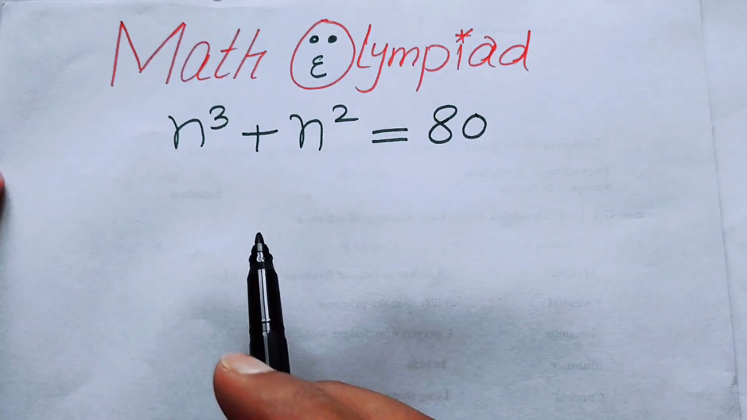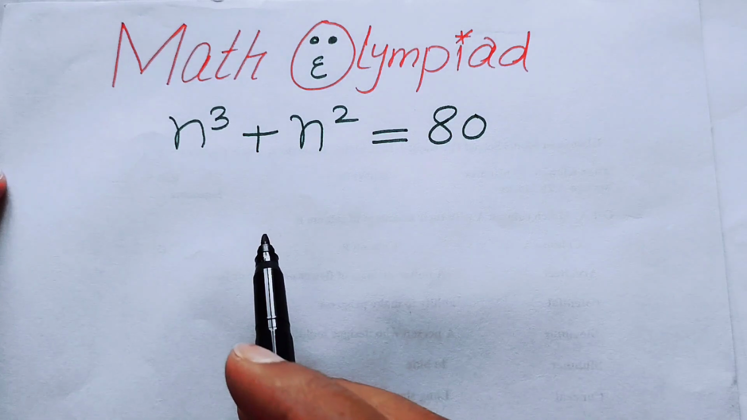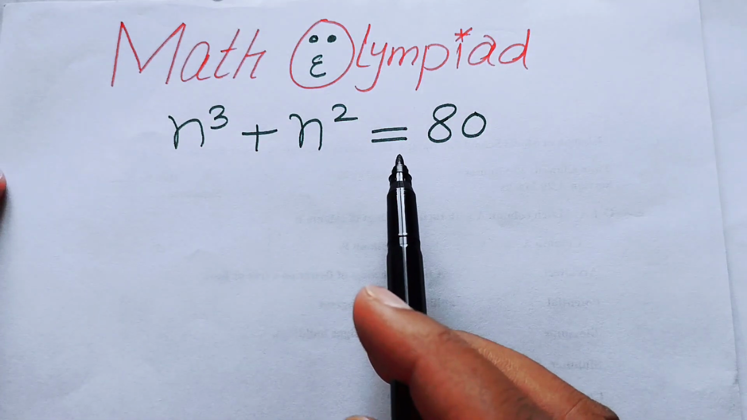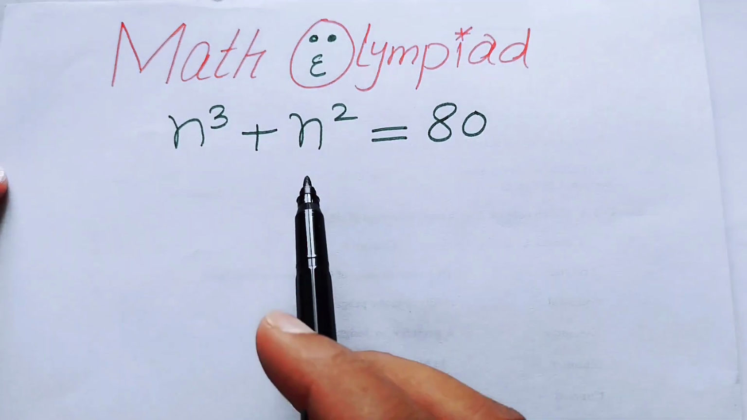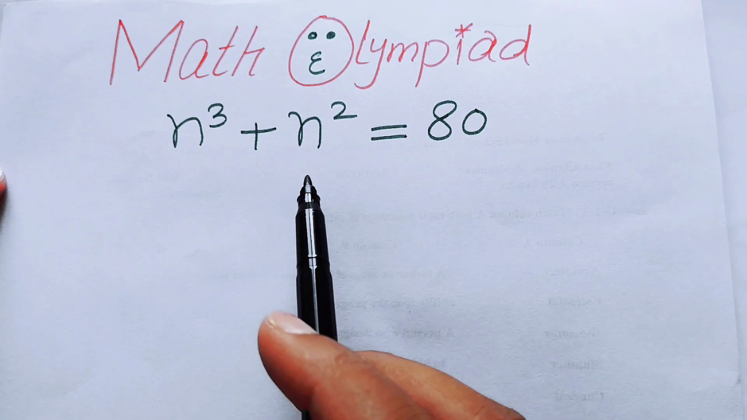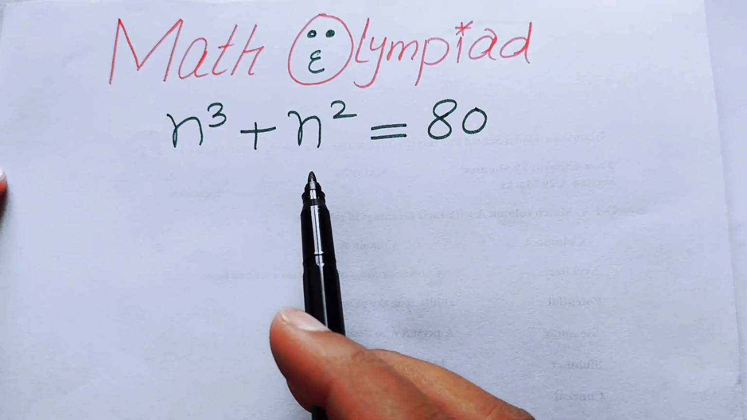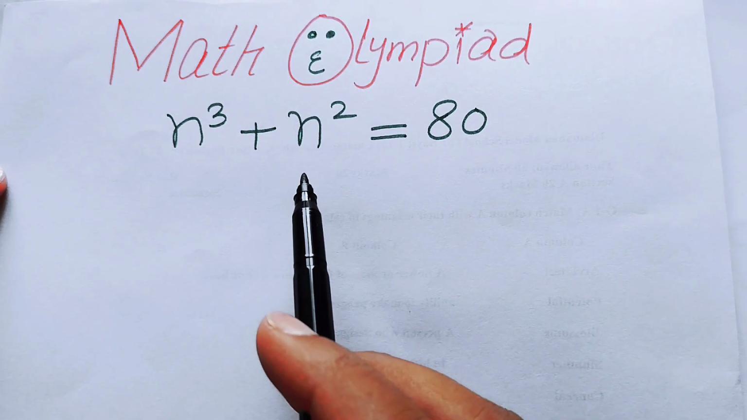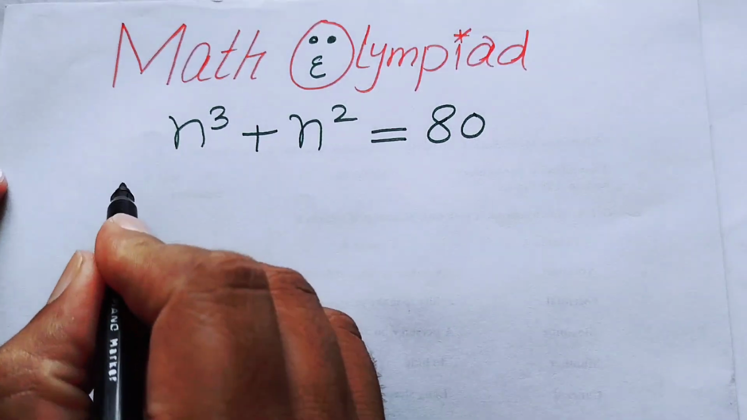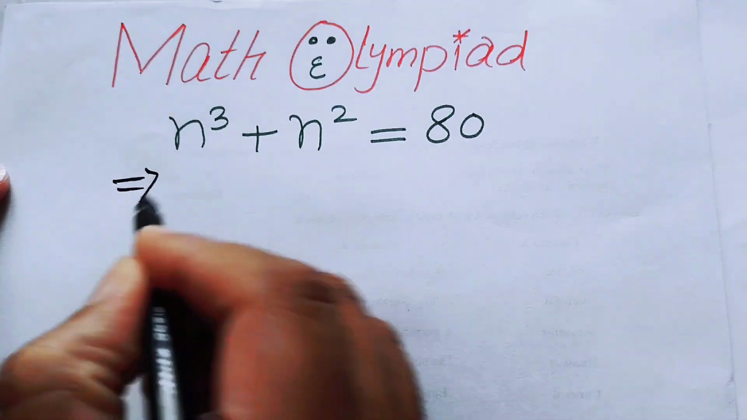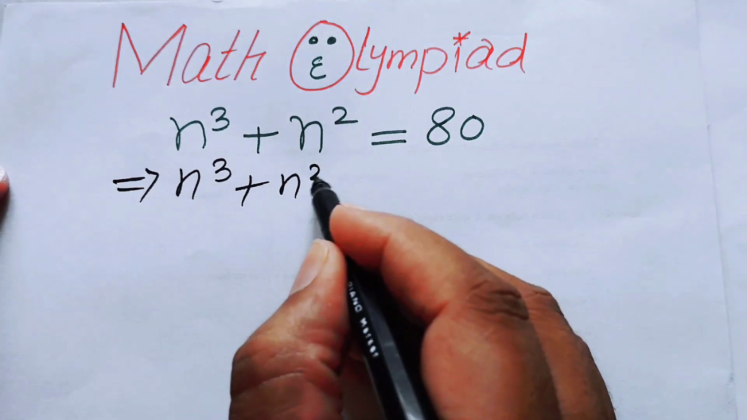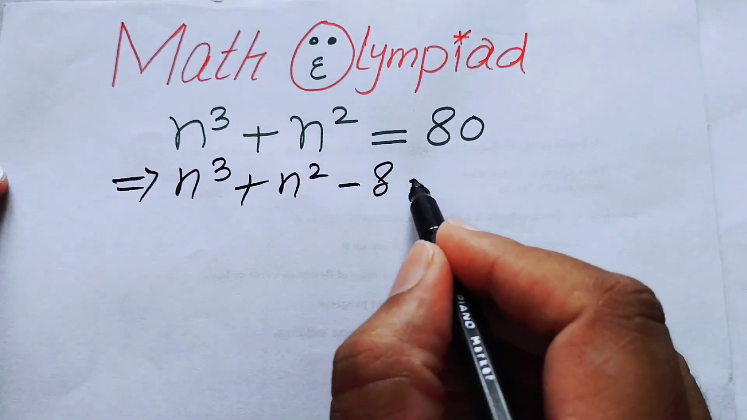In this video we are going to solve this nice algebra problem, and here we have n cubed plus n squared is equal to 80, and we will solve this problem for the values of n. So the very first thing we are going to do is break the middle term of this equation, so first I can rewrite this equation as n cubed plus n squared minus 80 is equal to 0.